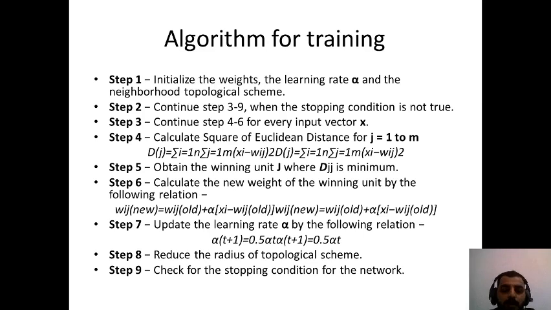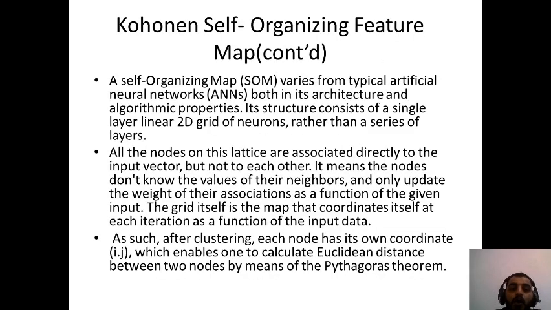Now the seventh step is update the learning rate by the following relation. The eighth step is reduce the radius of topological scheme. The ninth step is check for the stopping condition for the network. This is an algorithm for Kohonen self-organizing features map.